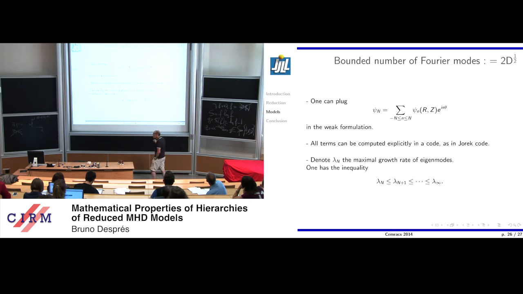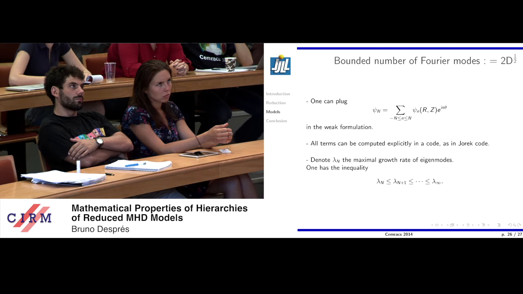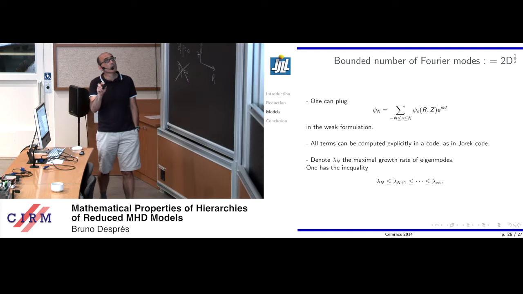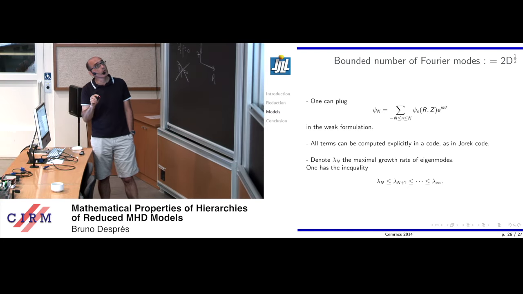The good thing is that, of course, you see that the models have many derivatives, but they are quadratic. I mean, the nonlinearity is at most quadratic. This is why you can put that in weak formulation. There's no problem. You can assemble the matrix.